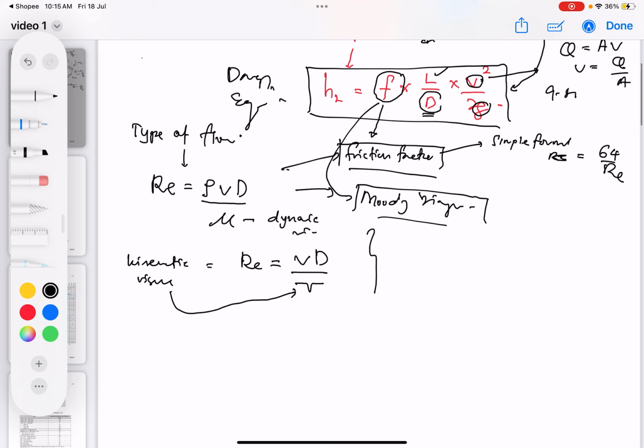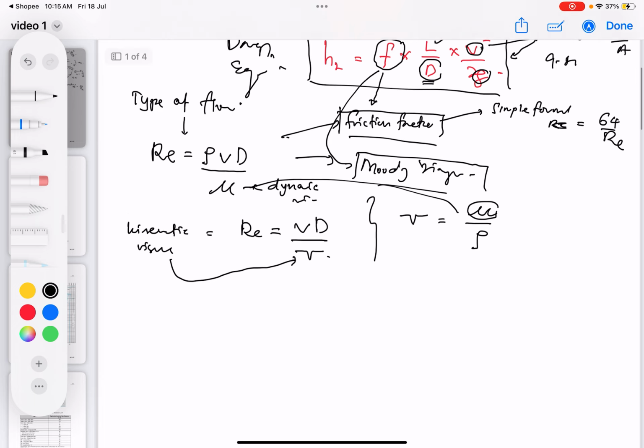Because from chapter 1, I also know that kinematic viscosity equals dynamic viscosity divided by rho. Therefore, I can substitute this one into this one. So I'm going to end up with something like this, which is velocity multiplied by d divided by v.